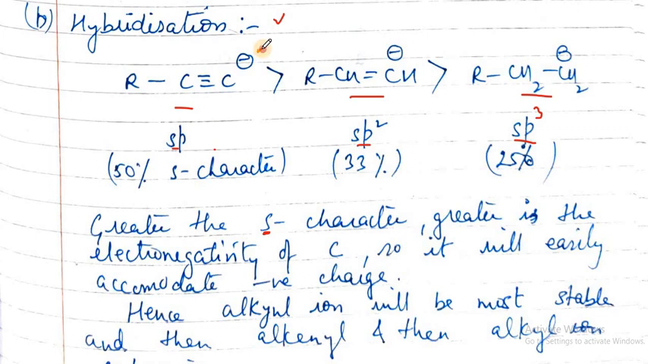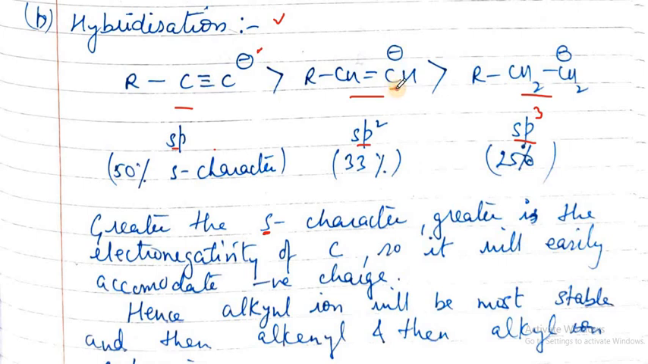As we know, an electronegative atom can easily accommodate negative charge, and an electropositive atom can easily accommodate positive charge. So this carbon has 50% s character, that is, it is highly electronegative. The greater the electronegativity, the more easily it can accommodate the negative charge. But in this one, the s character is less, so this carbon is less electronegative as compared to this.